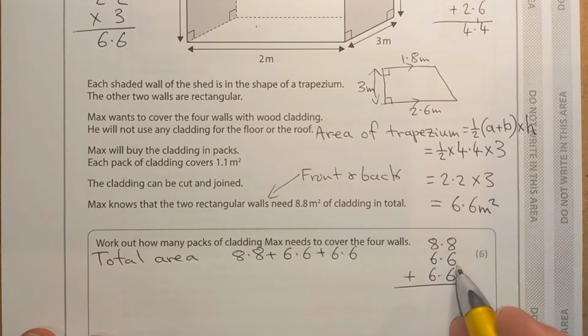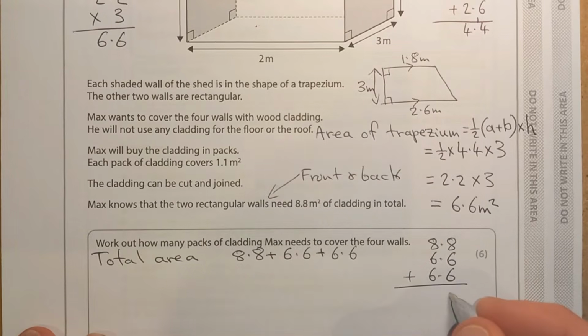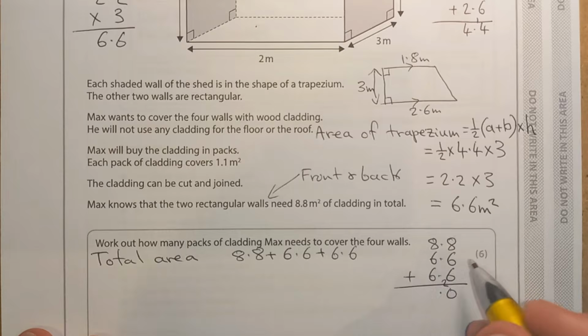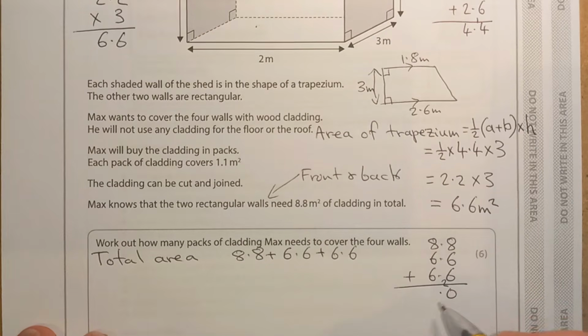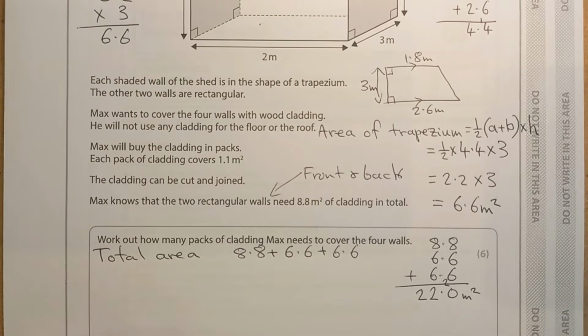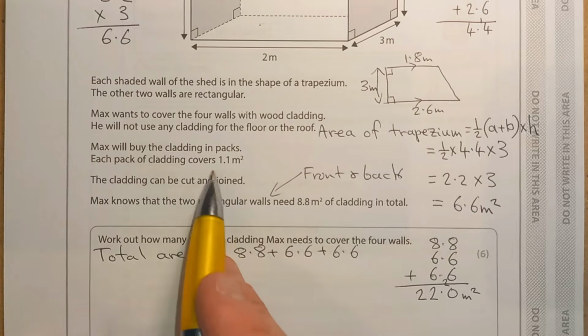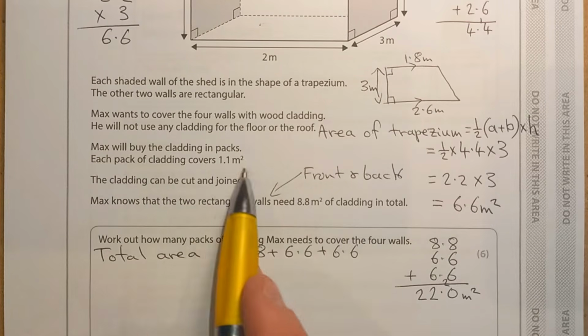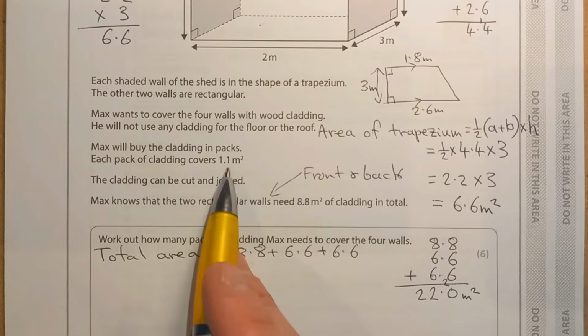8 plus 6 is 14. Add another 6 is 20. Same again, 8 plus 6 is 14, add another 6 is 20, but now we've got the carried 2, so we've got 22. So we've got a total of 22 meters squared. Okay, now we've got to divide that by the size of each pack, 1.1.